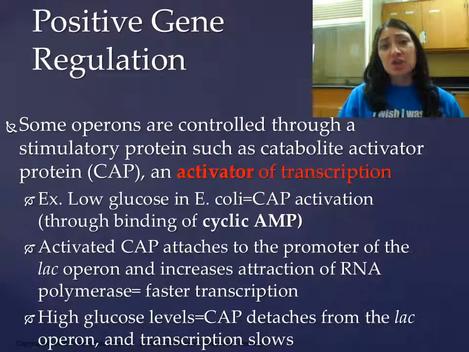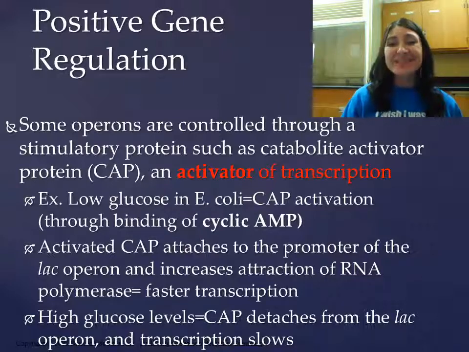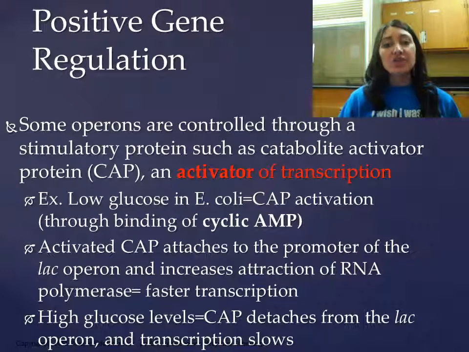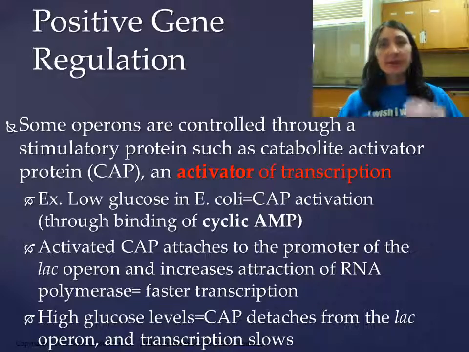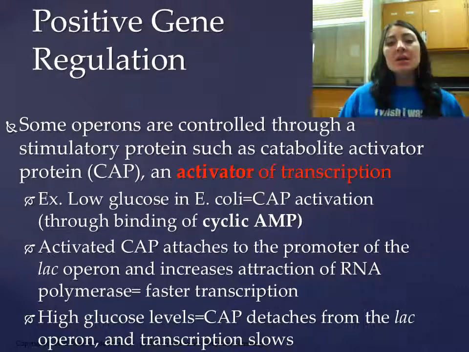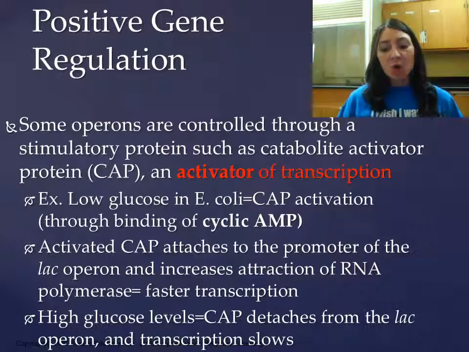Aside from negative gene regulation, we also have positive gene regulation. So some operons are controlled through a stimulatory protein, such as a catabolite activator protein, or a CAP. What this does is it activates transcription. So it takes the DNA and it starts processing it into an mRNA, which can then be used to make protein products in the ribosome. A good example of this is E. coli. E. coli can have both lactose and glucose present, and it can function on both. But if both are present, it prefers to use glucose as its energy source.